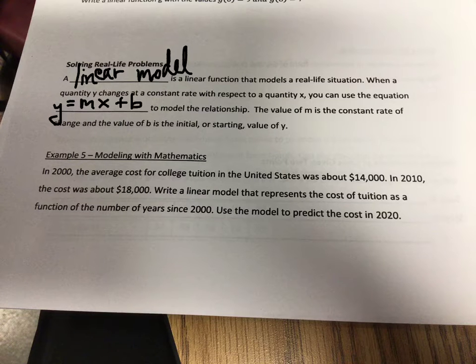And we have dealt with that equation now for the last about week and a half or so. Okay? To model the relationship, the value of m is the constant rate of change. So when you look at the board, you remember how I put for the slope, I put change in y over the change in x? Those words, bless you, Zach. That's what they mean by the constant rate of change. Okay, constant rates of change are nothing more than your slope. Slope is a rate of change. And the value of b is the initial or starting value of y.